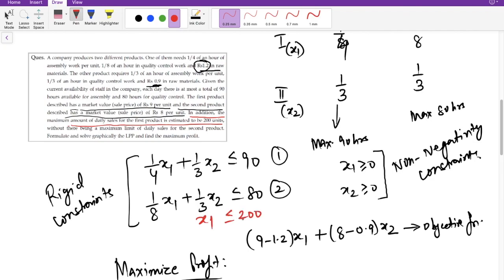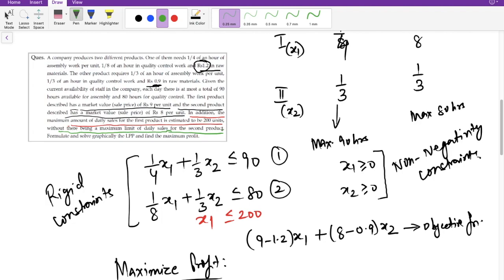Now let's see, do we have some other condition? Do we have some condition on the second product also? They are saying there is no maximum limit of daily sales for the second product. So no, they are not having any condition on the second product. It was only on the first product. So just go through the problem again and see whether you have formulated it correctly.